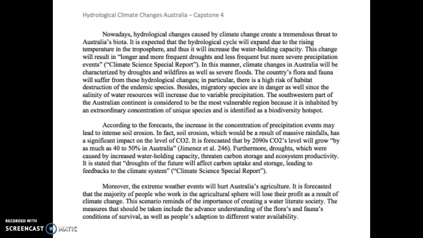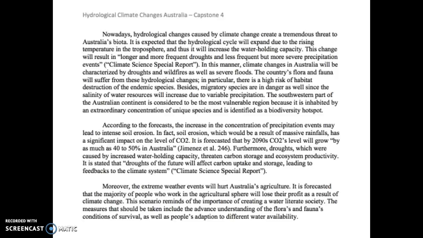Besides, migratory species are in danger as well, since the salinity of water resources will increase due to variable precipitation. The southwestern part of the Australian continent is considered to be the most vulnerable region because it is inhabited by an extraordinary concentration of unique species and identified as a biodiversity hotspot.